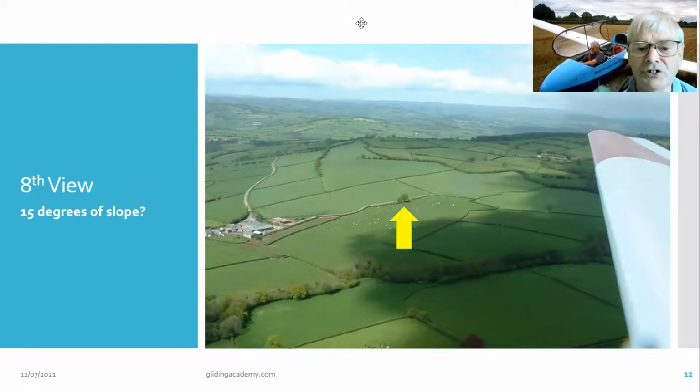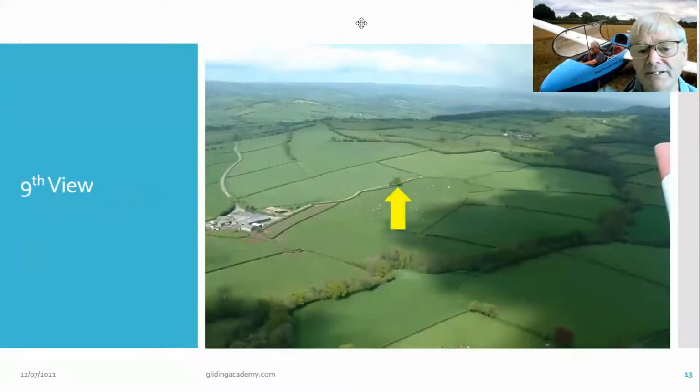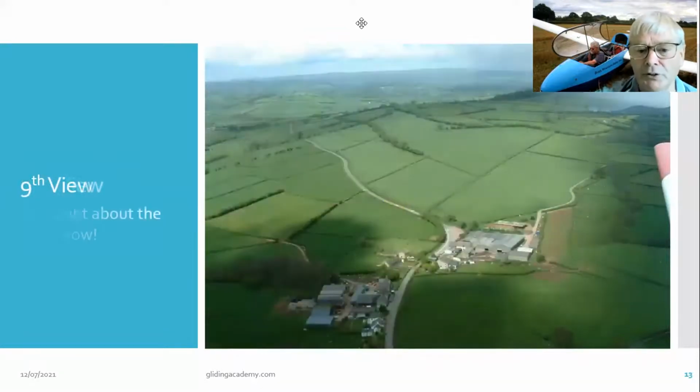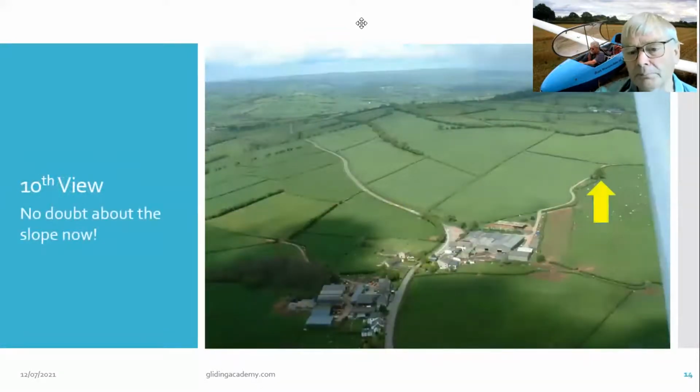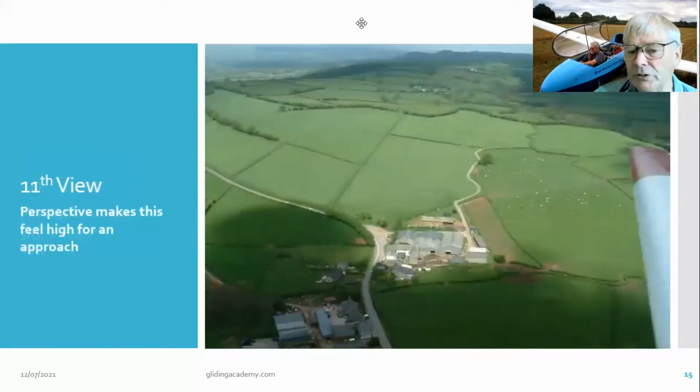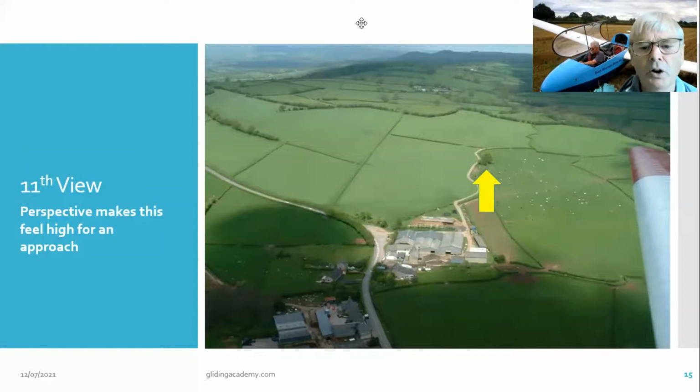It's 15 degrees, definitely, maybe even 20 degrees of slope. So quite a significant slope. Moving around again, yep, there's no doubt. This field is sloping. And that leads us to another issue, and that is, because the field is sloping, we can get a poor idea of our position on the approach.